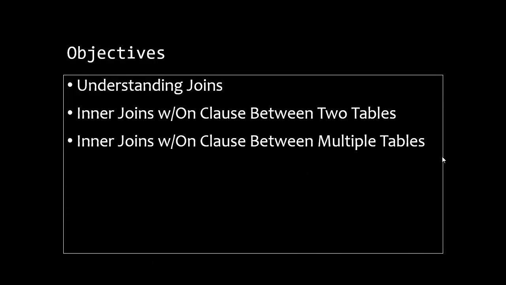The objective of this video is to understand the different types of joins that we can write explicitly, show you examples on how to join two tables together explicitly, and finally give you an example of how to join multiple tables together explicitly. All right, so let's get started.